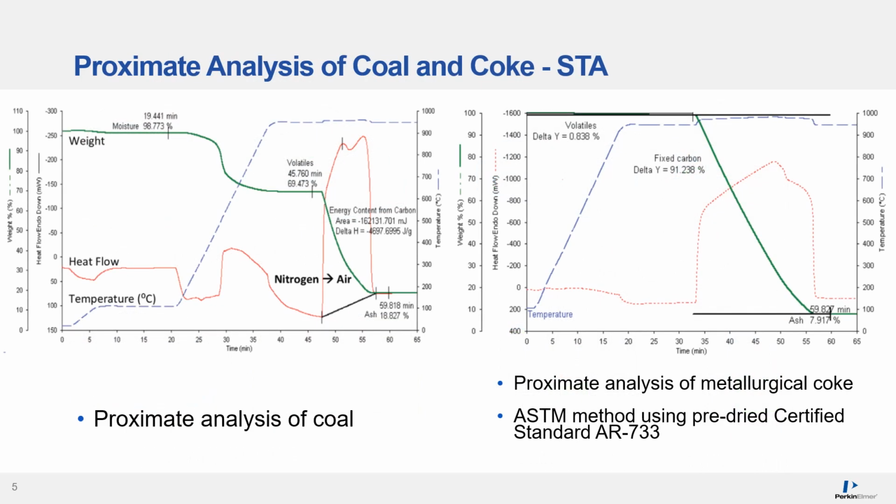So now that we've covered the instrumentation that PerkinElmer offers and what you can get out of thermal analysis in terms of data, let's talk a little bit about the different applications in mining that you can use these instruments for. The first example is the use of an STA, so that's a TGA and a DSC signal, for proximate analysis of coal and coke samples.